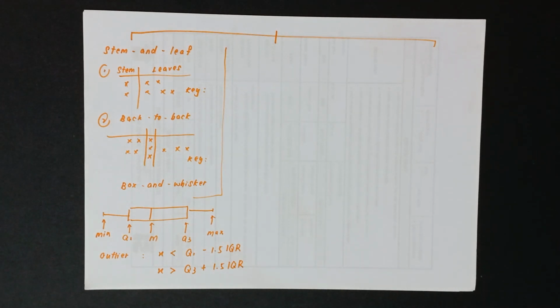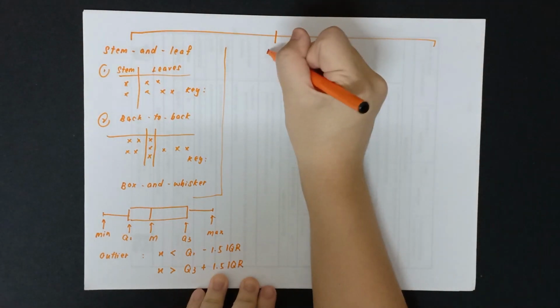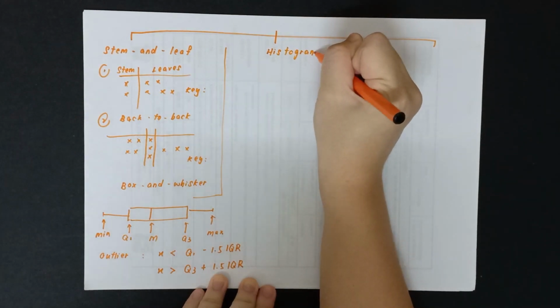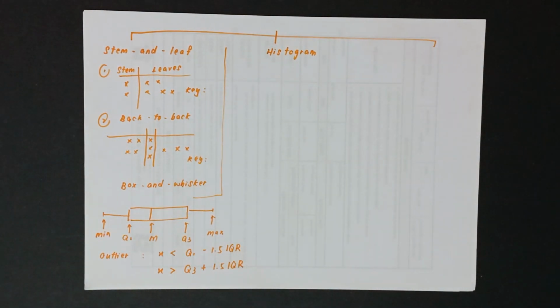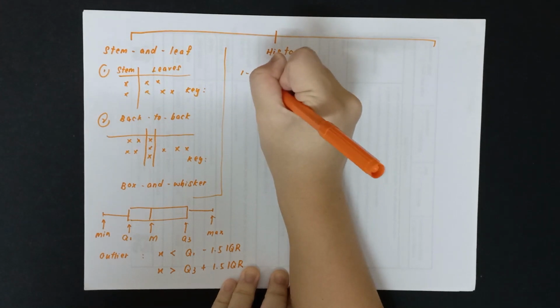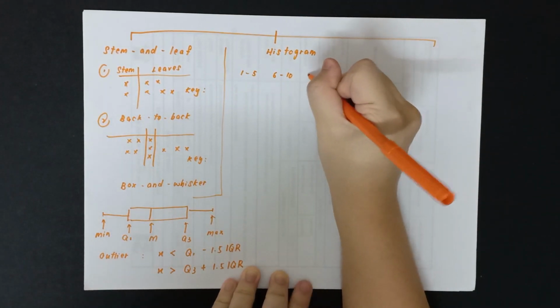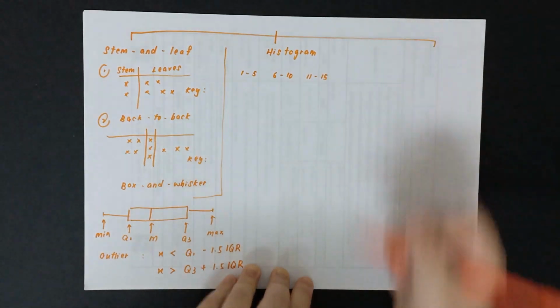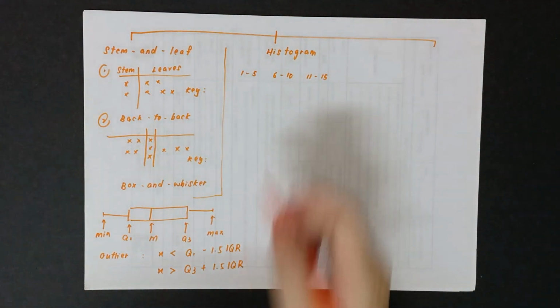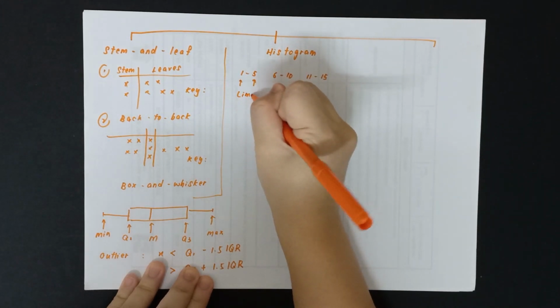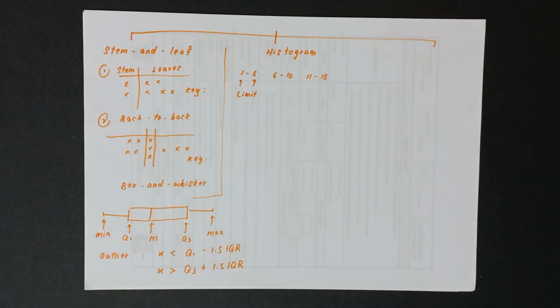Okay, then the next one we learn about is histogram. What is important for histogram? You must know the difference between limit and boundary. Sometimes you have data like 1 to 5, 6 to 10, and then 11 to 15. All these values are called limits. But for histogram, you need boundaries.